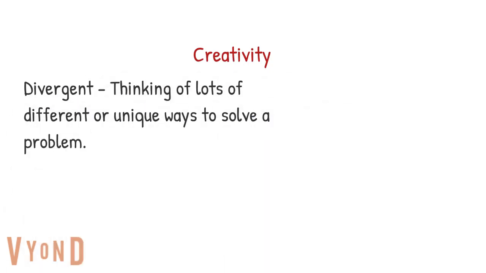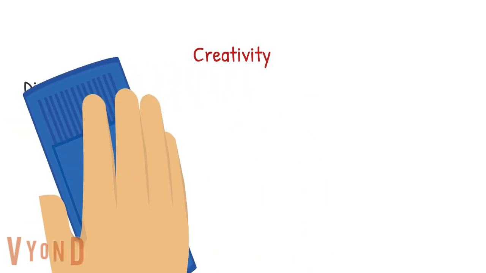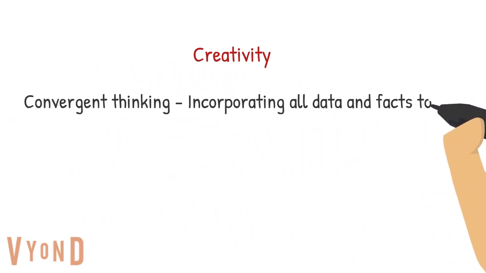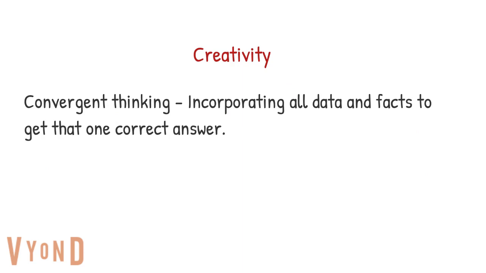In regard to creativity, divergent thinking is finding lots of different ways to solve a problem. For example, a therapist brainstorms different ways to be there for her clients during the COVID-19 pandemic. Convergent thinking is incorporating all the data to come up with a single conclusion or correct answer. For example, solving a word problem in your math class and getting the correct answer would be an example of convergent thinking.